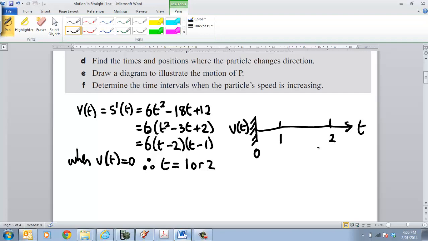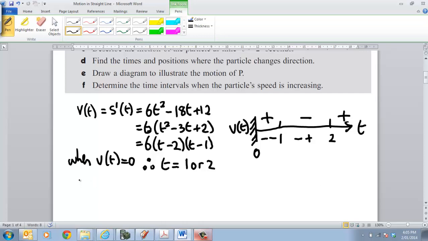Now we have to do our sign diagram for that, and there's a couple of ways of doing it. You can either do it from your curve, or you can do it from the equation. If I pick a value between 0 and 1, say 0.5, I get negative and negative, so two negatives make a positive. Then for a value between 1 and 2, say 1.5, that will be negative on one side and positive on the second term, so that gives me a negative. Then pick a value greater than 2, say 10: 10 take 2 is positive, 10 take 1 is positive, so that gives me a positive. So that's my sign diagram.